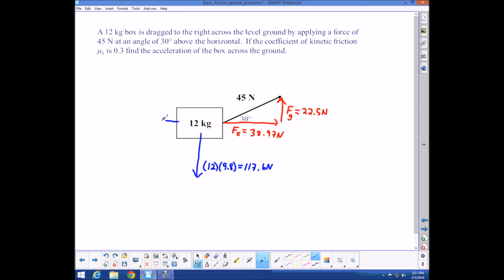We also have the force of kinetic friction acting to the left on this object. Now, a common mistake is to say that the force of kinetic friction is going to be the coefficient of kinetic friction 0.3 times 117.6. That is not true. The force of kinetic friction is the coefficient of friction times the normal force. So we're going to need to calculate what the normal force is.